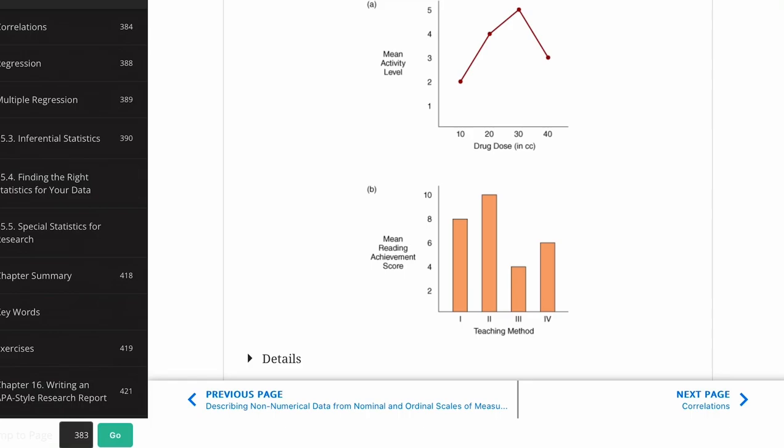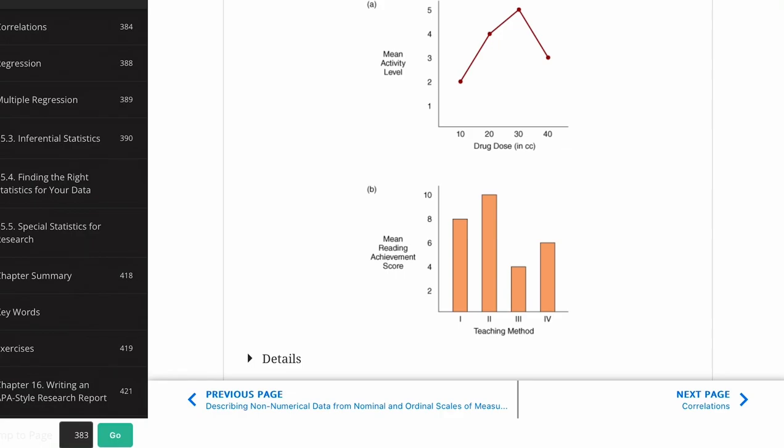Notice that the x-axis, that horizontal axis, shows the levels of the independent variable or the treatment conditions or the groups that they were assigned to, depending on the type of research design you used. So the top graph, it's drug doses, 10 cc's, 20 cc's, 30 cc's. And then the bottom graph is a teaching method. There are 4 different teaching methods that they used. They were assigned to the first teaching method, second teaching method, whatever.